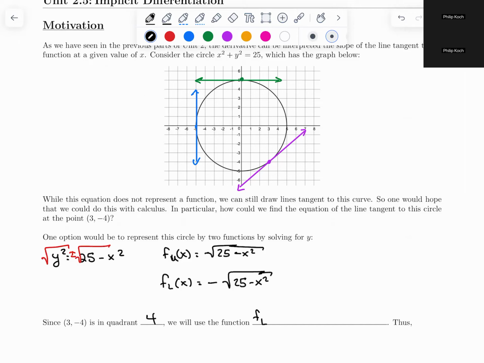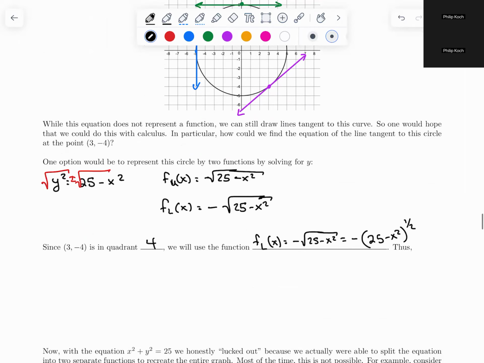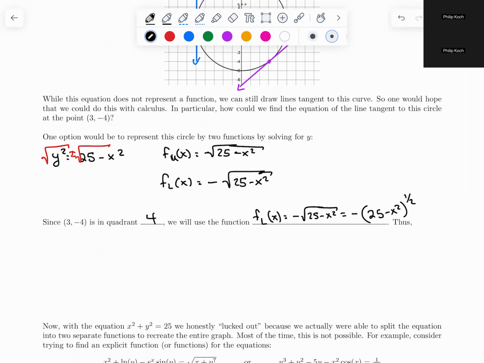We'll use f sub l of x, which is negative square root of 25 minus x squared, which I already know I'm going to need to rewrite in radical format because I'm going to be taking a derivative. Negative 25 minus x squared to the 1/2. This means I can find the equation of the tangent line by finding the derivative and plugging in the x value to find the slope and call it good.